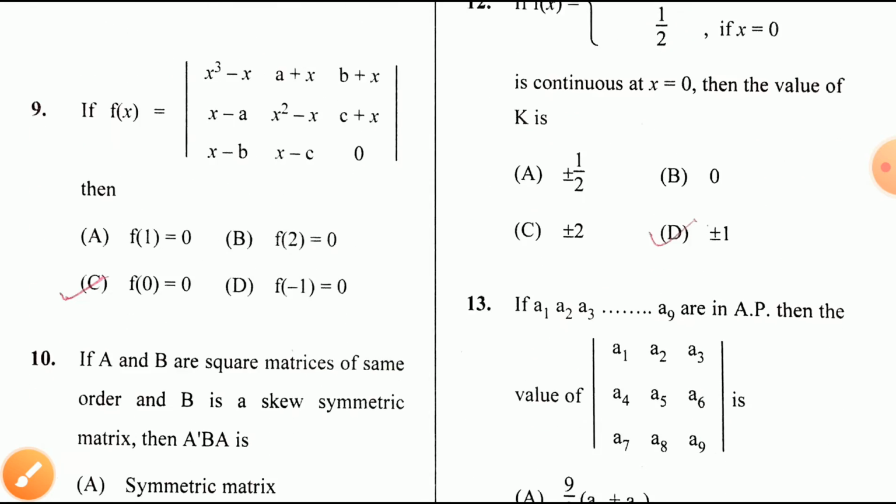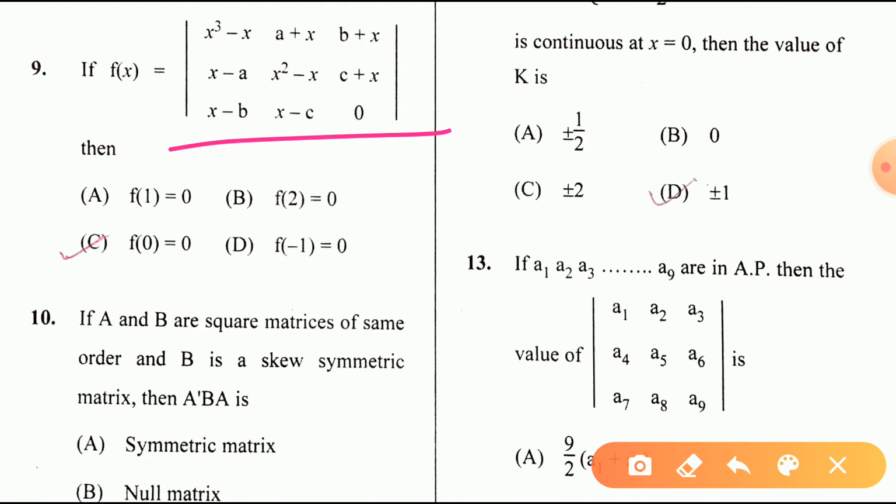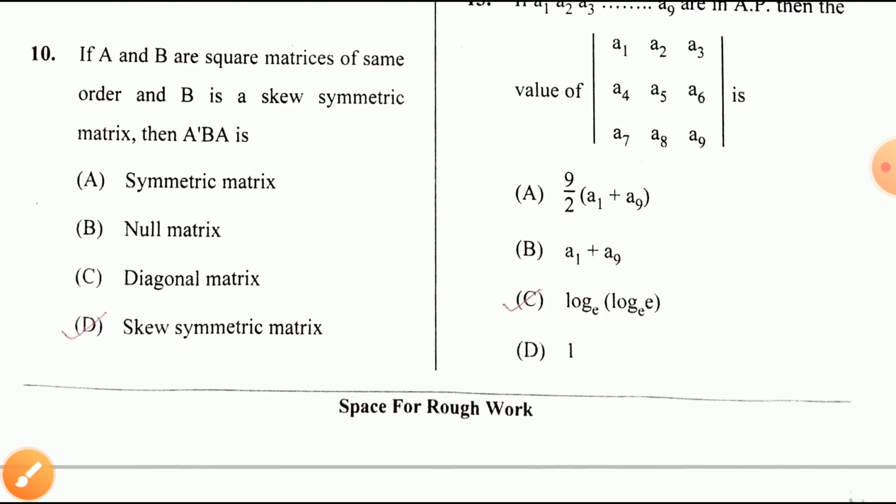Okay. Next, move on to question number 9. If f(x) is equal to a determinant that is given, then its value becomes, now put x equal to 0, then after simplification we get f(0) is equal to 0.